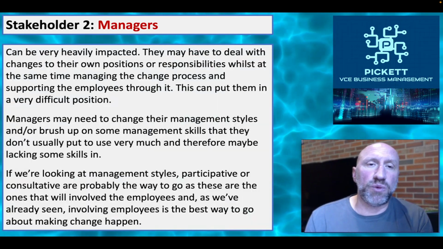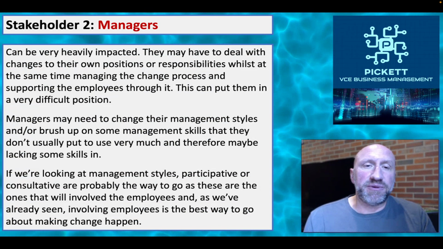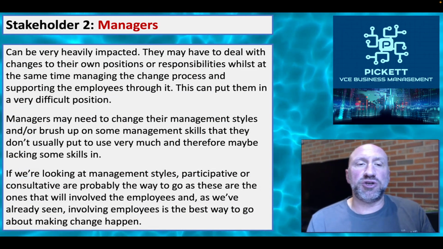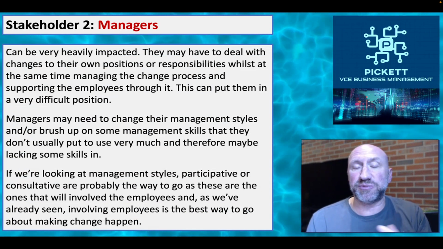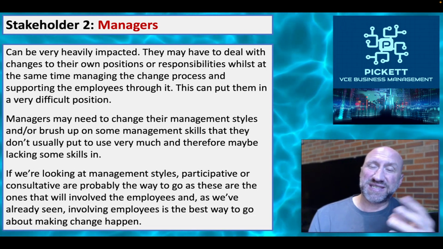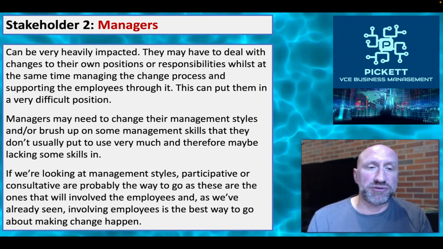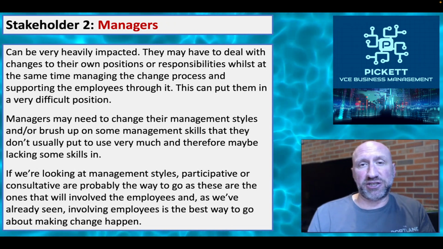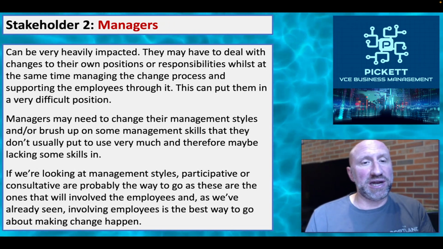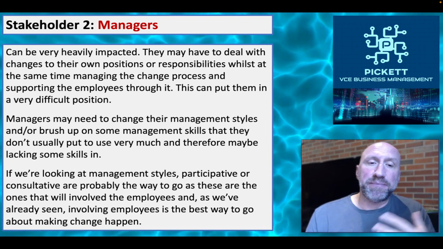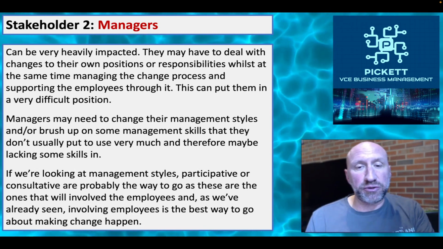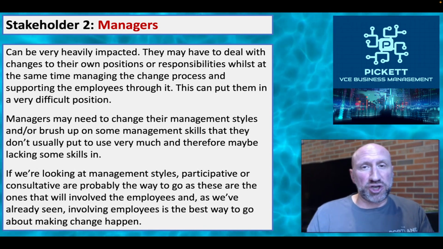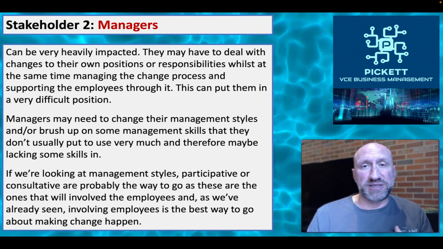Moving on to the second one, managers. Again, these can be really heavily impacted. They might have to deal with changes to their own positions or responsibilities, whilst at the same time managing the change process and supporting employees through it. So this can actually put managers in a really challenging position. They might need to change their management styles, maybe brush up on some management skills that they're not particularly strong in.